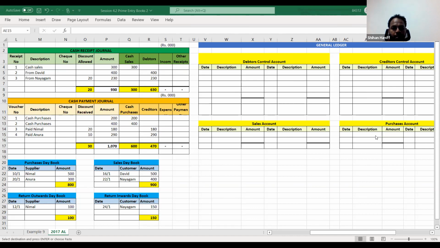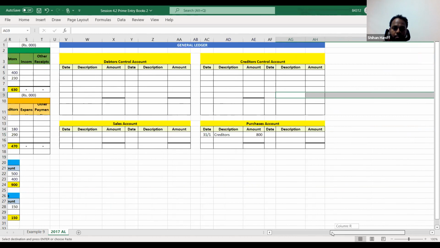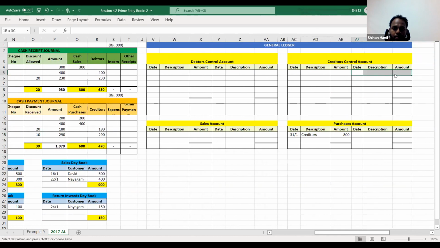Date, the month end, 31st January. Description, creditors 800, and creditors account credit. Purchases double entry: purchases account debit, creditors account credit. This is a double entry. Credit purchases 800. If you have any doubts, you can ask.